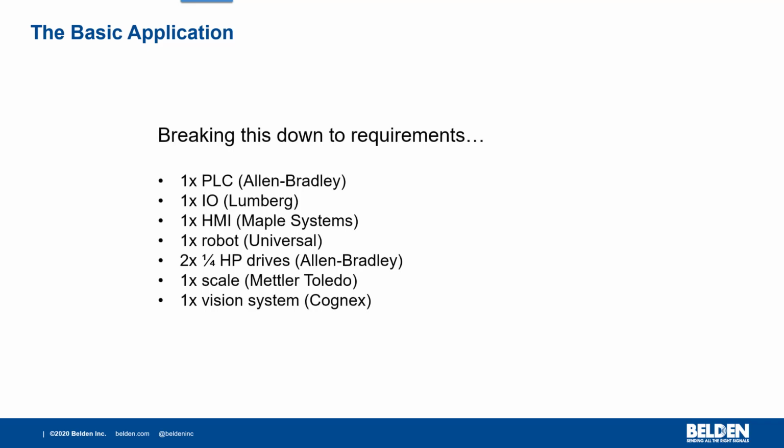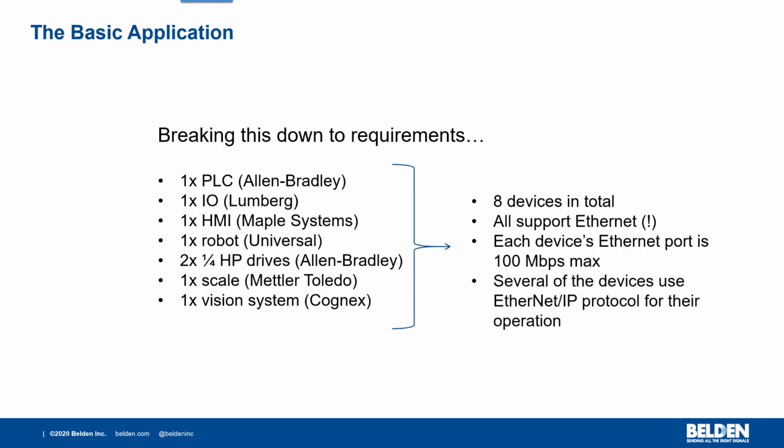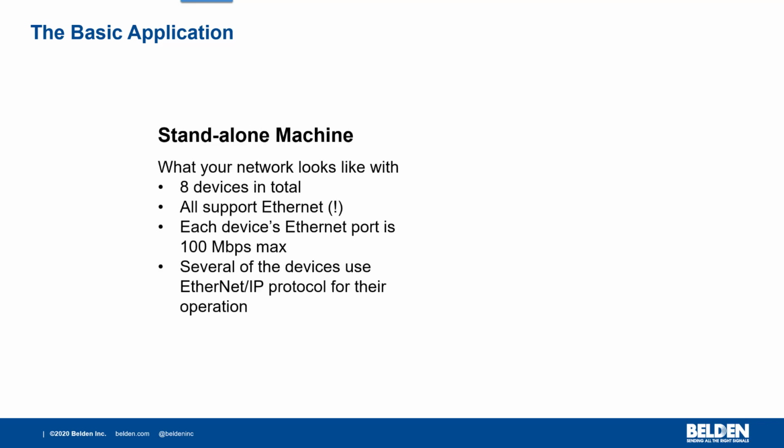Breaking this down to the requirements, we have a total of 8 devices. All support Ethernet, obviously this is paramount, and each device's Ethernet port is 100 megabit per second max, so we're going to assume that they're all going to support 10/100 auto negotiating, and several of the devices use EtherNet/IP protocol for their communication and their operation.